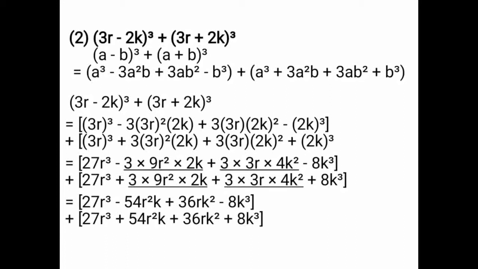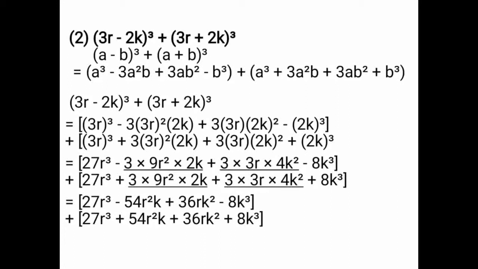In plus 3ab square, I am getting answer 36 rk square in both the brackets. 3 3s are 9, 9 4s are 36. 36 into r into k square is 36 rk square. Minus 8k cube plus 8k cube, you have to write as it is, because 8k cube is in b side, which I already solved.